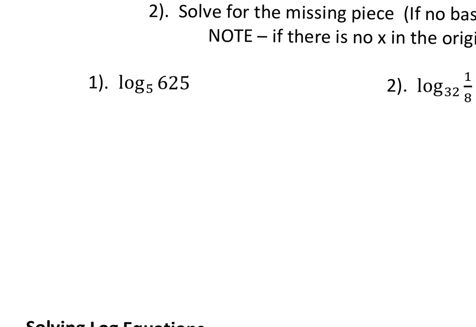So here's our first one. Log base 5 of 625. I'm going to introduce an equals x here. When I convert to exponential form, it's base to my exponent is equal to my argument. So 5 to the x power is equal to 625. When you have x in the exponent position, you need to show like bases. And once you get like bases, you can set the exponents equal to each other.